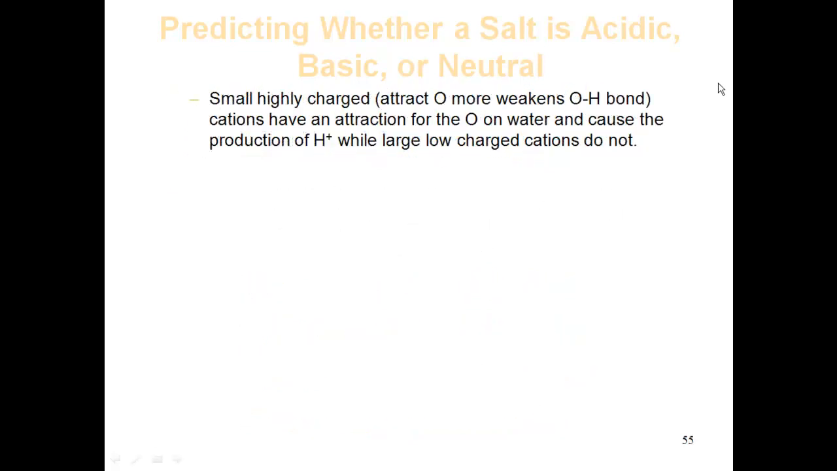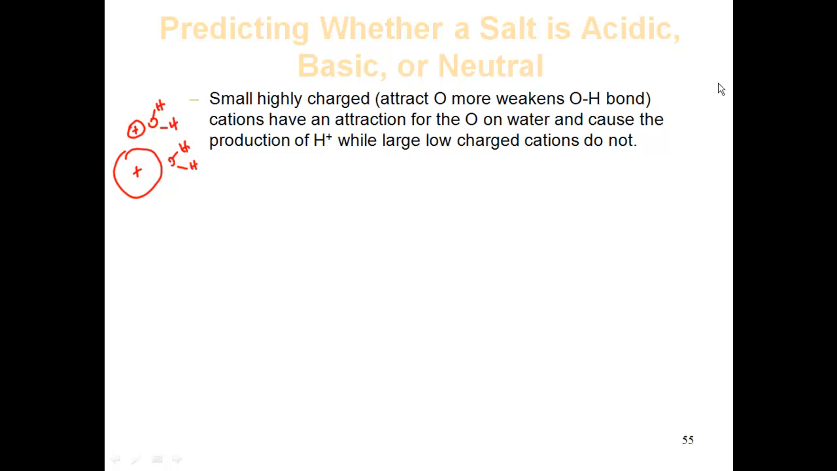What about cations? Well, small, highly charged cations have an attraction for the oxygen on the water, causing more production of hydronium, while large, low-charged cations do not. We can look at this in two different ways. One, we can look at it as size. If I have a species that's this size with a positive charge compared to something this large with a positive charge, both of them are attracting to that oxygen on the water molecule.